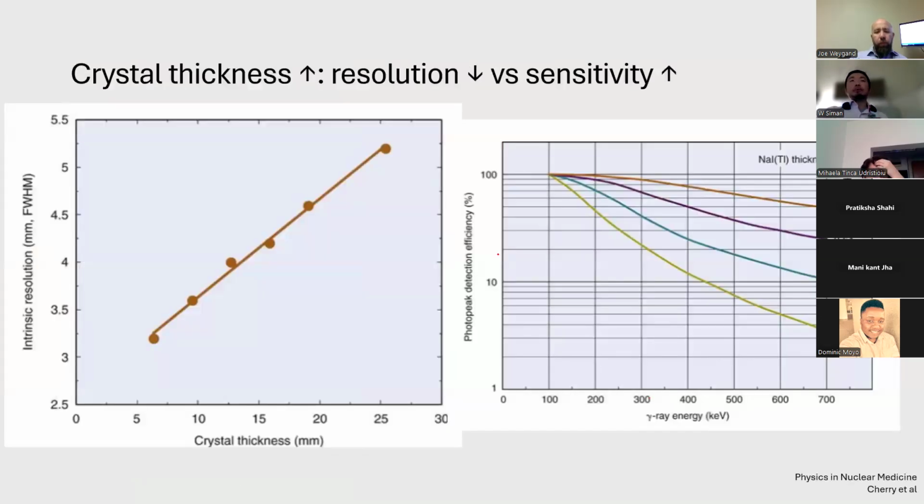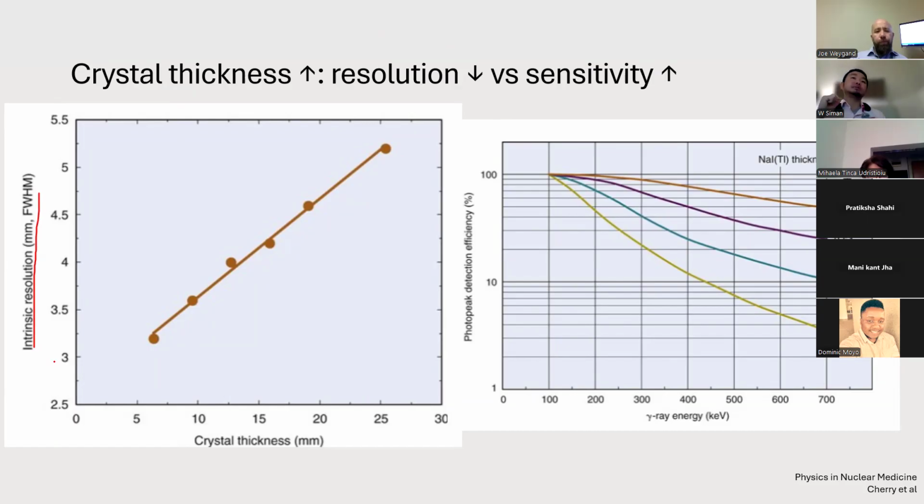So some performance characteristics of the gamma camera. One is the crystal thickness. The thicker the crystal is, the more photons you can detect, so it improves your sensitivity. But what happens is that you pay for it with the resolution. So in imaging, whether it's X-ray or nuclear medicine, sensitivity is always a trade-off with the resolution, right?